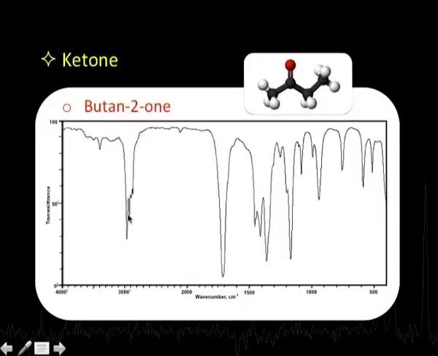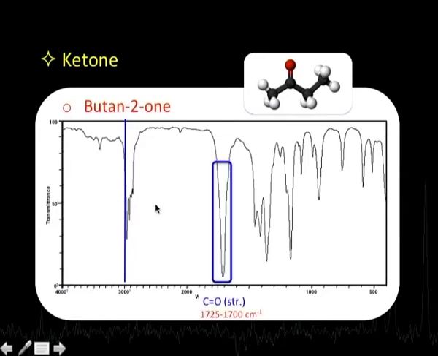Okay. Now we come down to the ketones. What kind of things do we have to look for here? What we see is, again we draw our 3000 centimeter inverse line here, and just below this we have our CH stretching. But the characteristic frequency we take home from this spectrum is that of carbonyl stretching. The carbonyl, that is my CO stretching, is somewhere around 1700 to 1725 centimeter inverse.